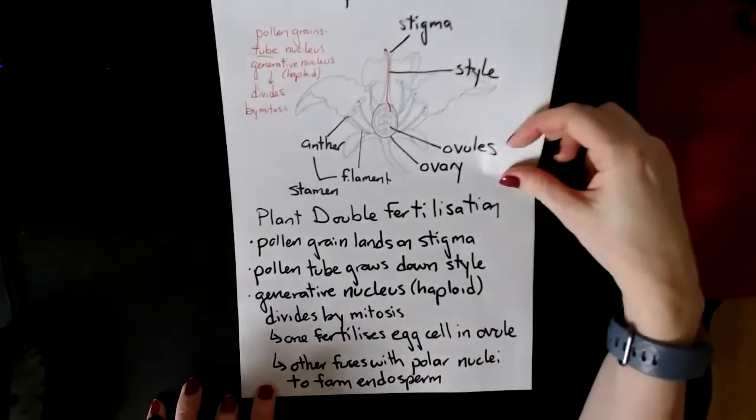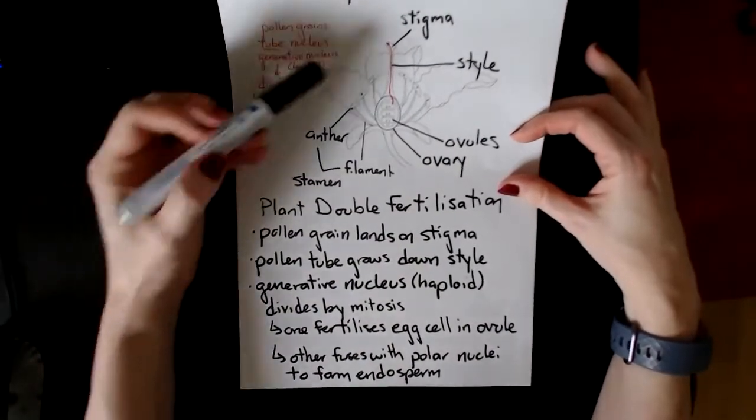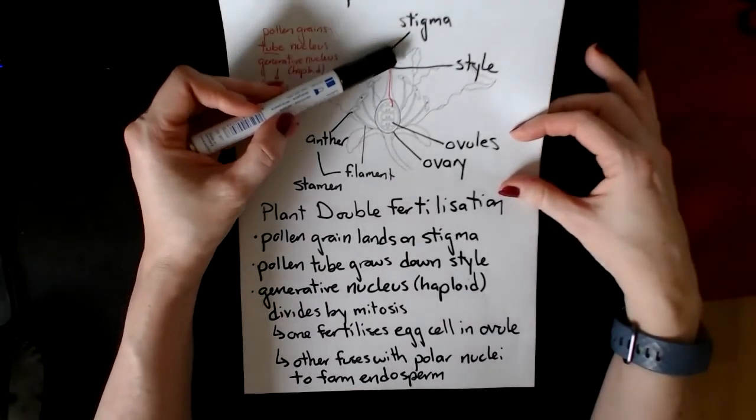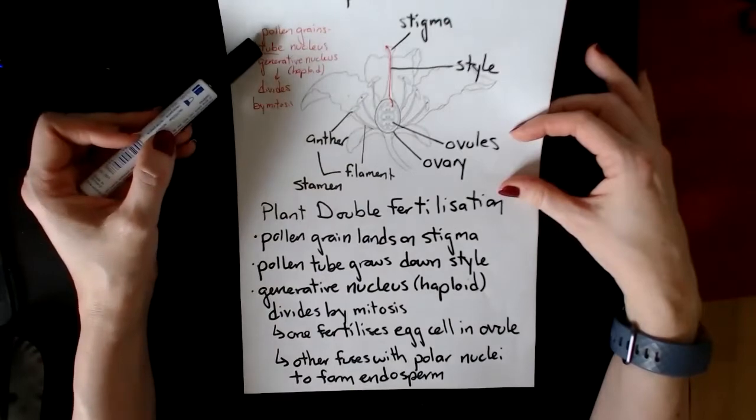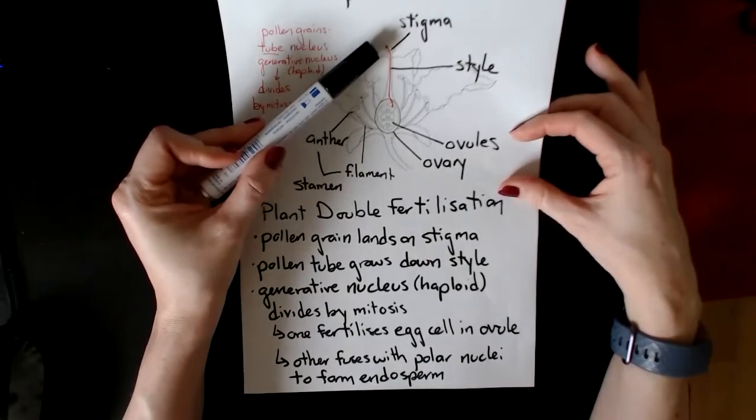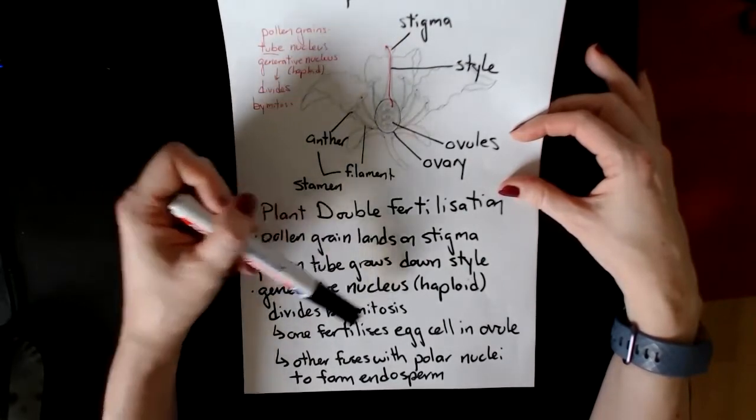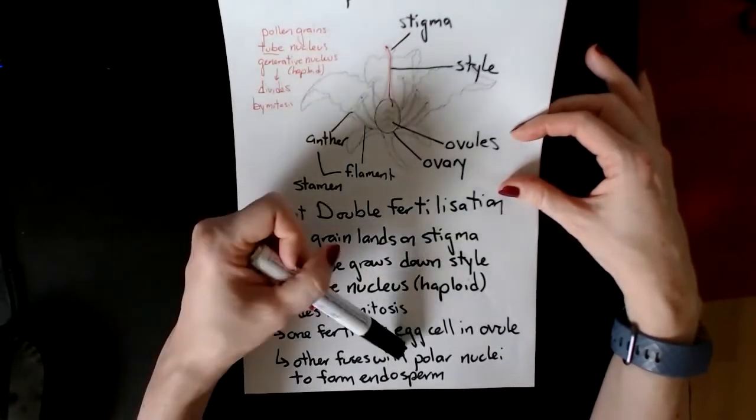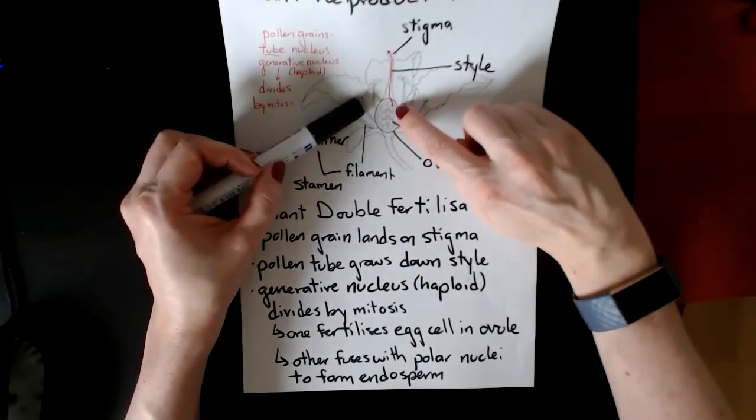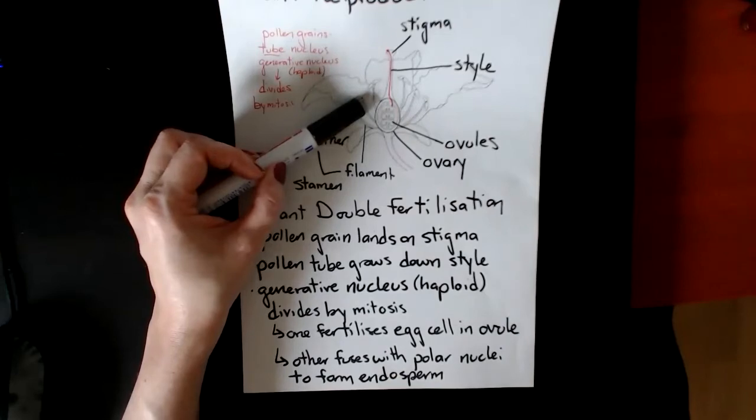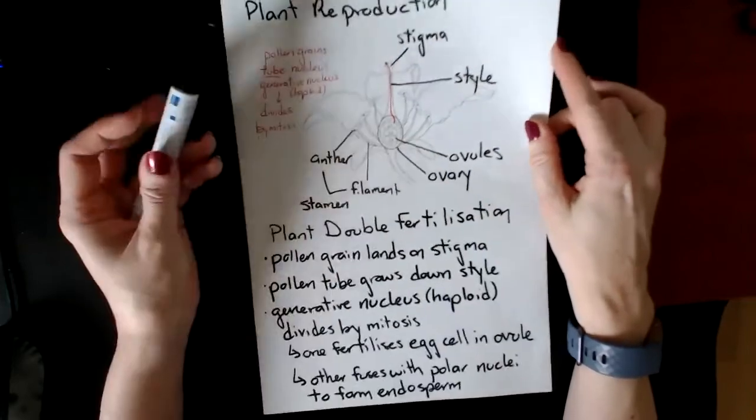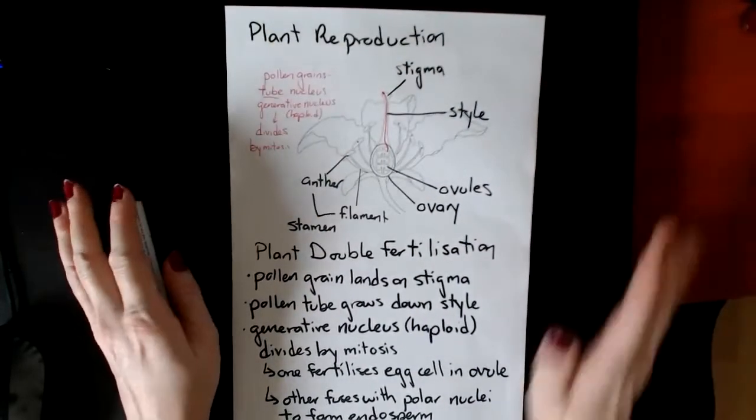So I've just written down the steps for you here. The idea is that the pollen grain lands on the stigma. Then the pollen tube grows down the style, and that's due to the tube nucleus. The generative nucleus, which is haploid and located originally in the pollen grain, divides by mitosis, and one of those nuclei then fertilizes the egg cell, which is in the ovule, here within the ovary. And the other one fuses with the polar nuclei that are already also in the ovule, and that forms the endosperm.